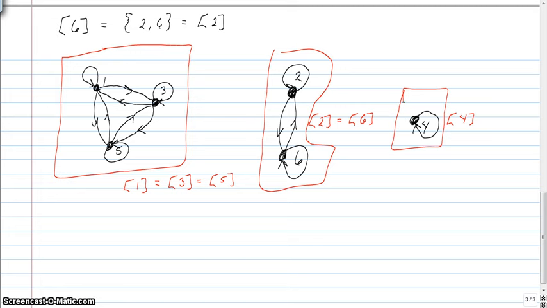Okay, so we're not going to do a ton with equivalence relations and equivalence classes. We just want you to have a feel for what they are, and hopefully that's a relatively simple idea.